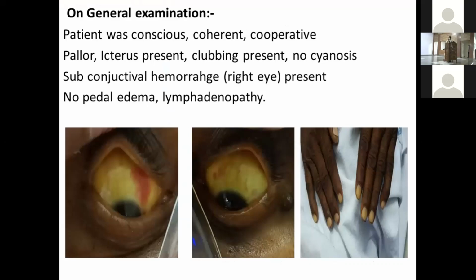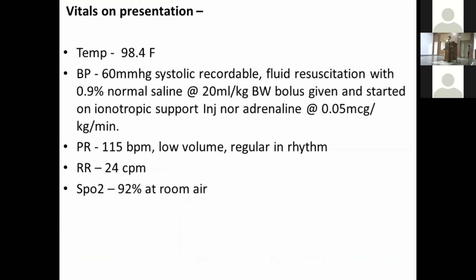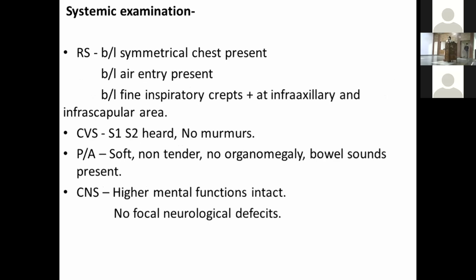Examination findings. The vitals on presentation were: he was febrile. The systolic BP was recordable at 60 mmHg after fluid resuscitation, and we started him on inotropic support. His BP was around 100/70, and he was tachycardic, and his SpO2 was maintaining on room air. On auscultation of the respiratory system, the chest was bilaterally symmetrical, and we noticed inspiratory basal crepts, and the rest of the examination findings were normal.